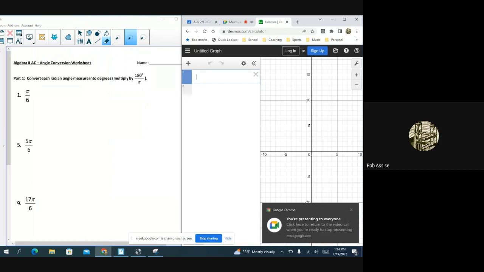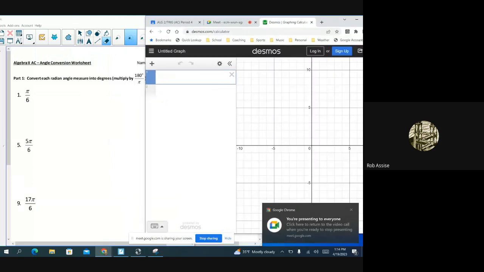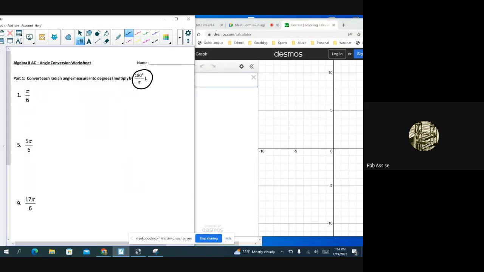Okay, we're going to go over a couple items in regards to angle conversion. So these angles that I have listed over here are all in what we call radians. We are going to learn how to convert them to degrees. In order to convert them to degrees, we are going to multiply by 180 degrees over pi. That is what we call the conversion factor between angles that are measured in radians and degrees.